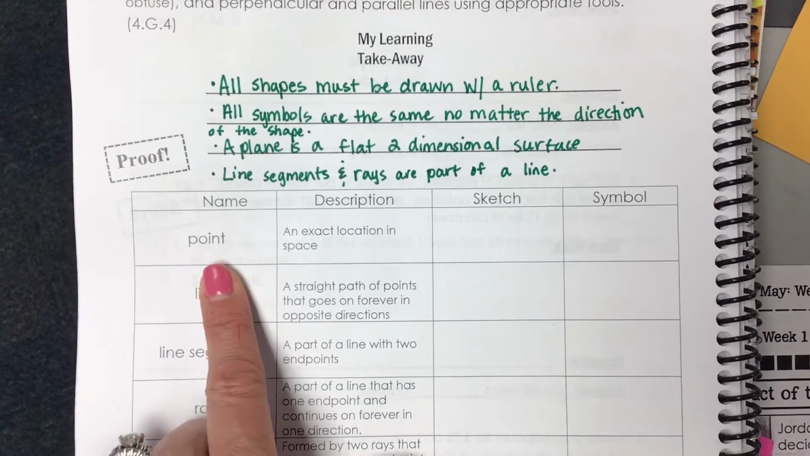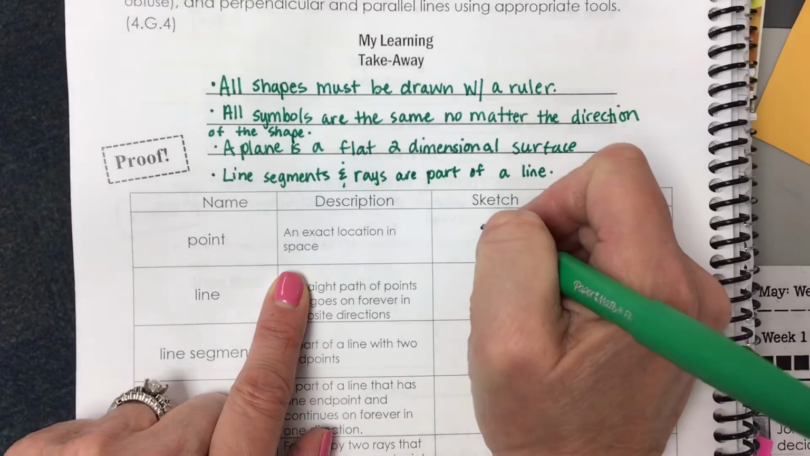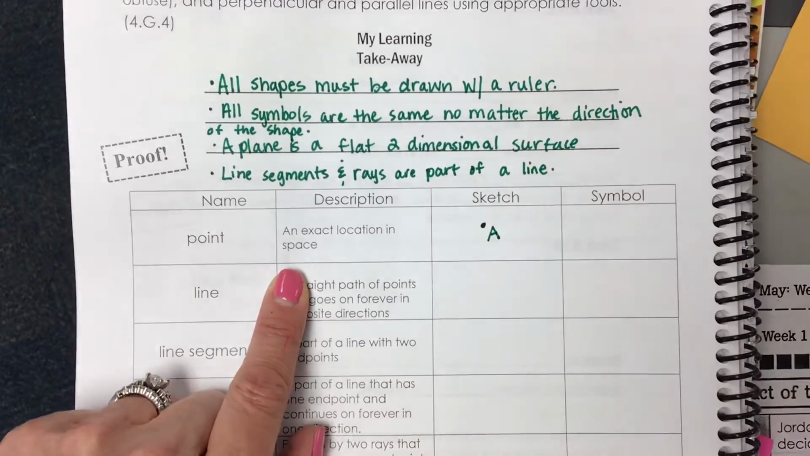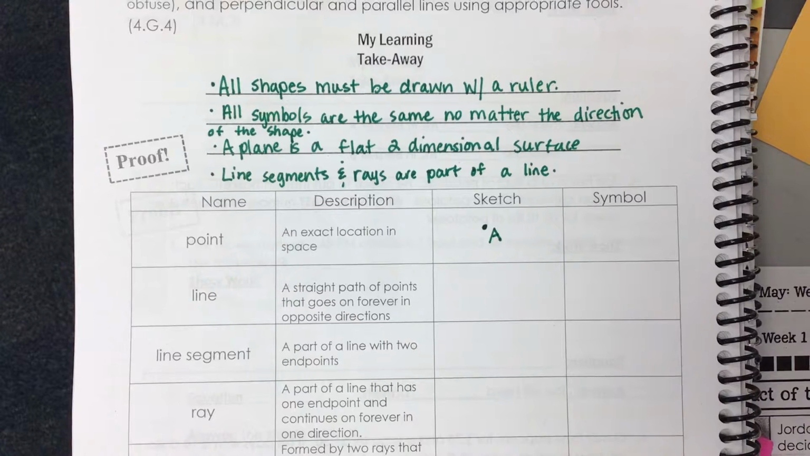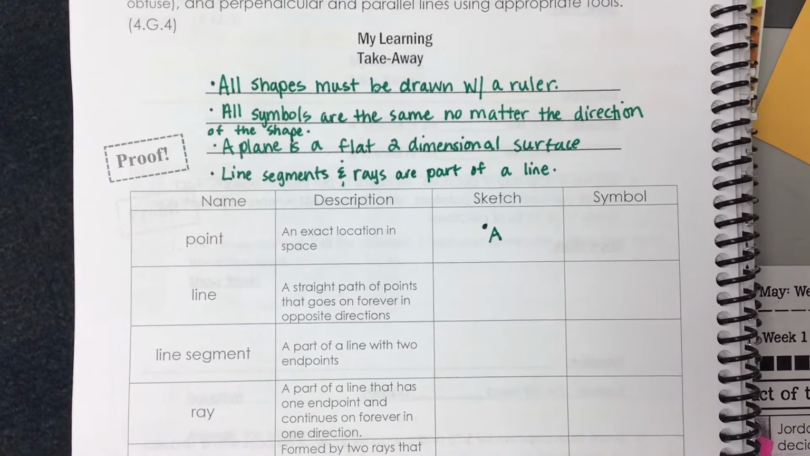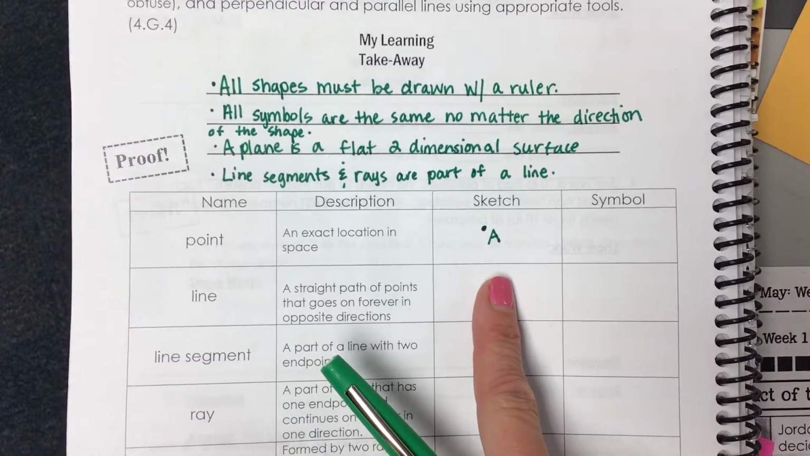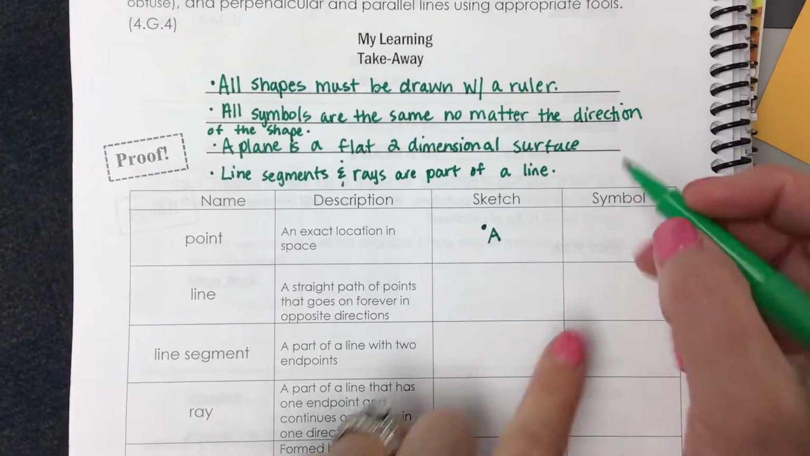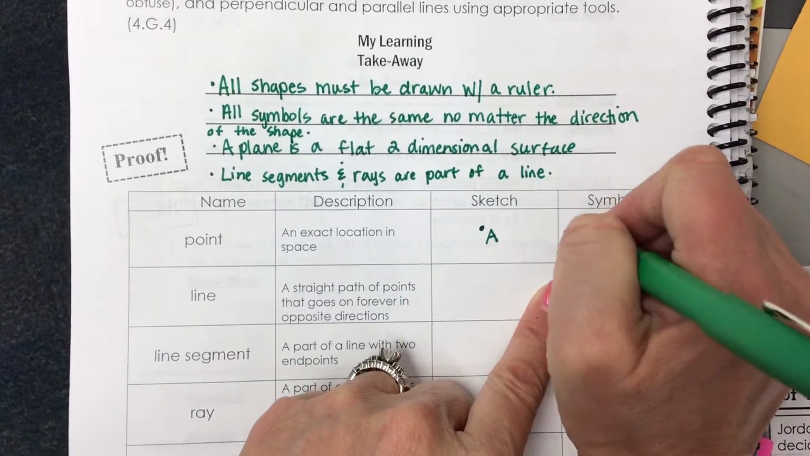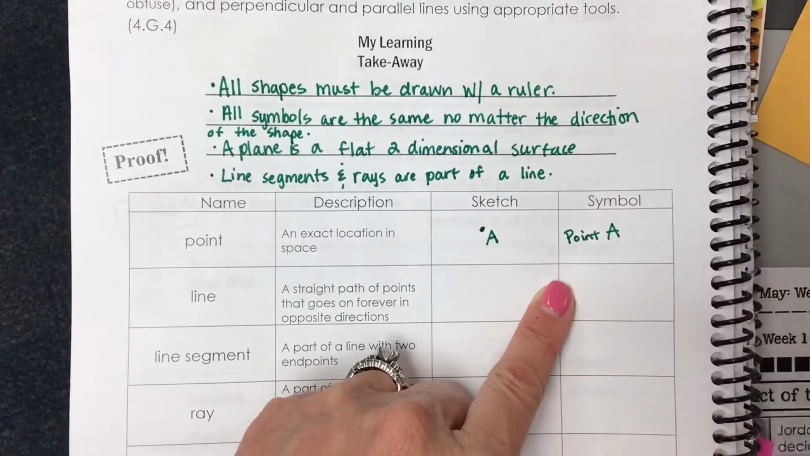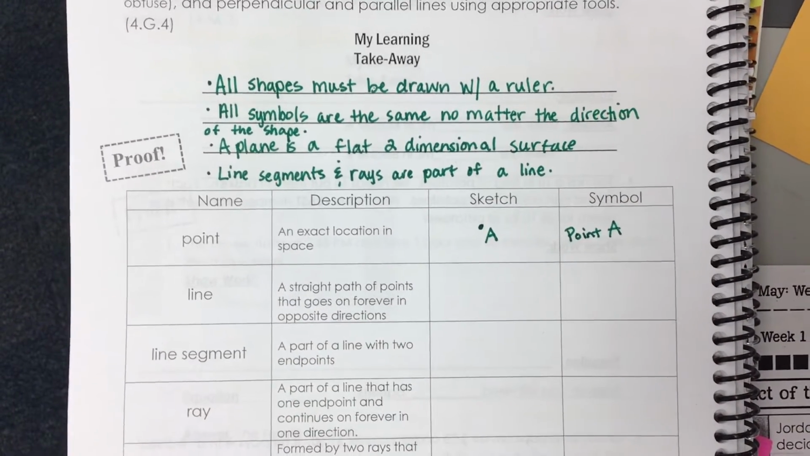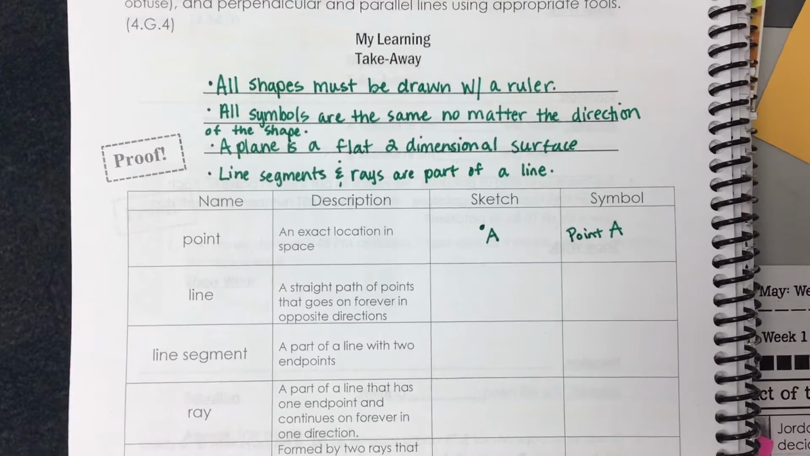So, a point. It names an exact location in space. We draw it just by a point and then an A. Typically in geometry, when we draw points, they're either parts of lines or line segments or angles or rays, okay? But it names a very specific location in space. That's point A or point B. There's not really a symbol, but you might just see it say point A. That's the only one that doesn't really have a symbol.